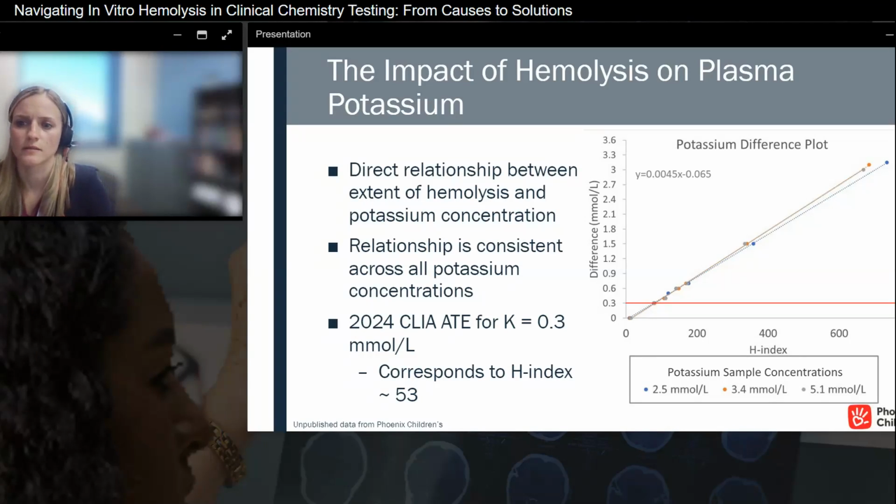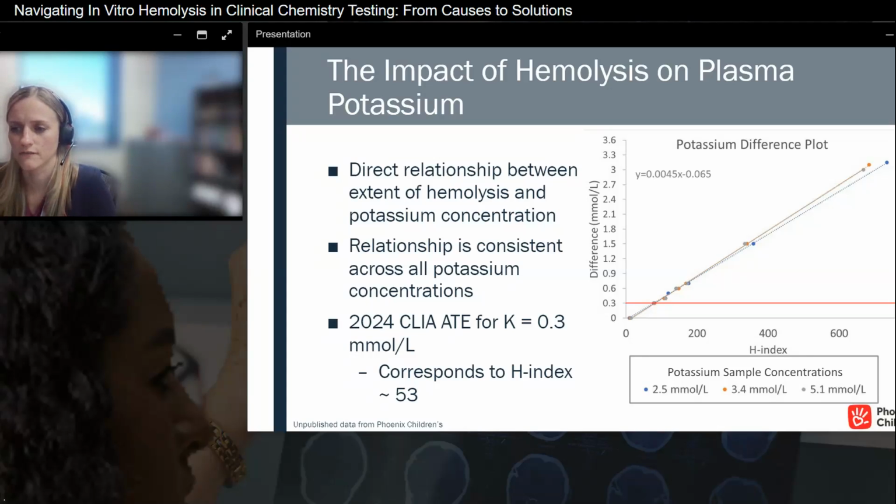It's easy to see that hemolysis leads to an increased plasma potassium result, but at what point does the difference between the non-hemolyzed and the hemolyzed plasma potassium results become significant? If we use the CLIA total allowable error of 0.3 millimole per liter potassium, which is highlighted on the plot with the red horizontal line, you can see that the threshold for hemolysis is quite low. In fact, this would correspond to an H index of approximately 53. So what this ultimately means is that all of the results for all 3 plasma potassium concentrations that are above the red line would be considered significantly different according to CLIA.